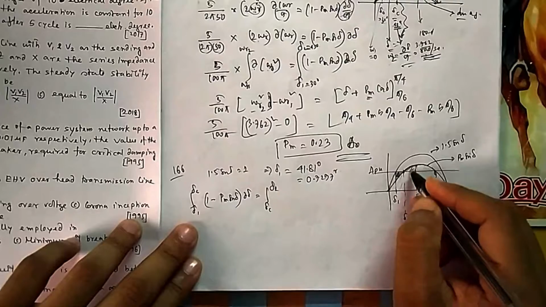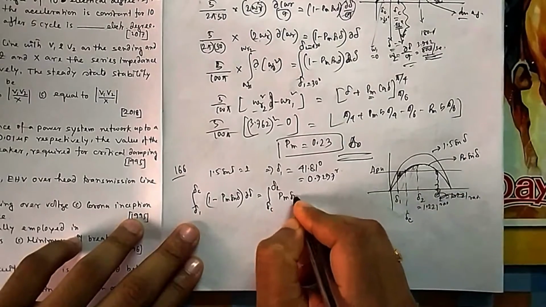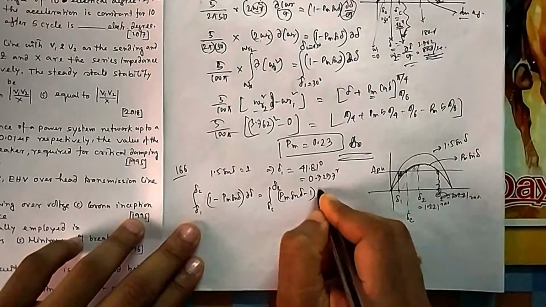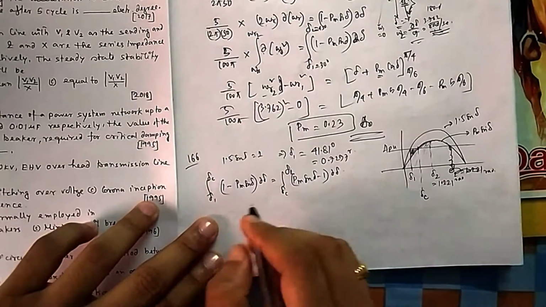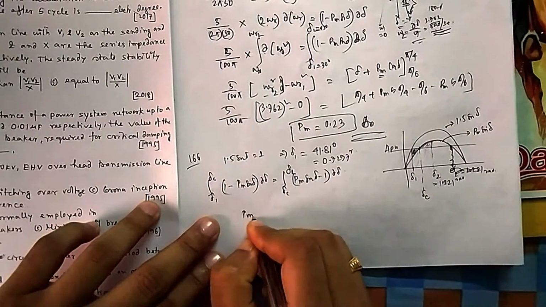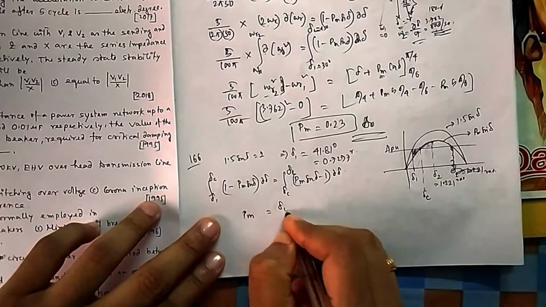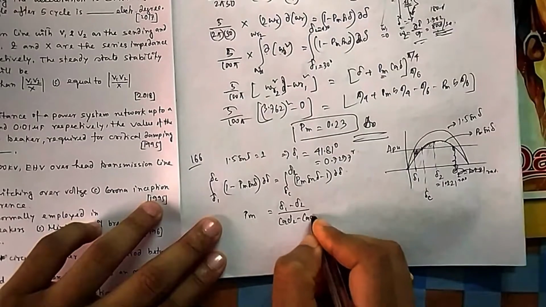If you take the integration, you will get the whole area minus this one. So your lower portion you deduct. So it is Pm sin delta minus 1 d delta. If you just integrate and put in these values, I am not doing it here, you will see your delta C gets cancelled. So finally you will get Pm is equal to delta 2 minus delta 1 divided by cos delta 1 minus cos delta 2.